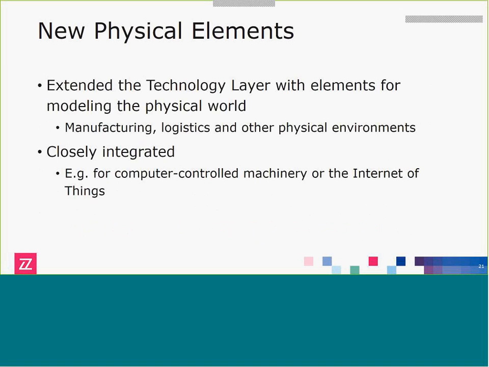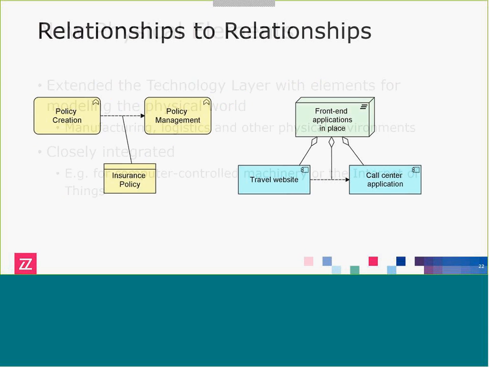Then we have, so the technology layer was extended with elements for the physical world, things like manufacturing or logistics, but also computer-controlled machinery, the Internet of Things, etc. And I'll provide examples of that later on as well.